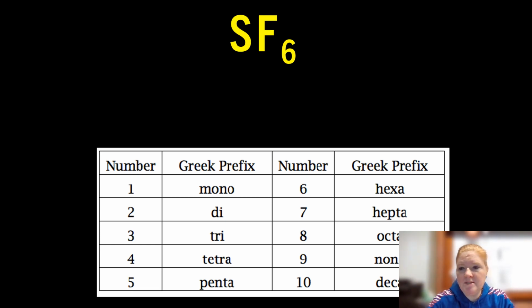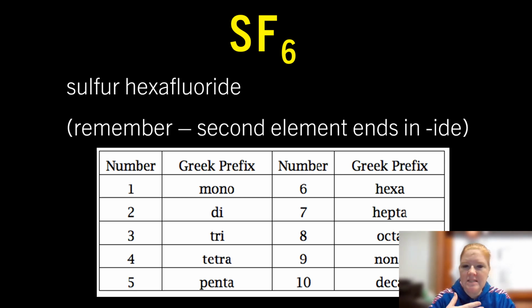All right, so let's look here. How many of the first element do we have? 1. How many of the second element do we have? 6. So when the first element has 1, no prefix. Second element has 6, that's hexa. So the name of this one, before is IDE at the end, right? Is sulfur hexafluoride. Remember, the second element ends in IDE.